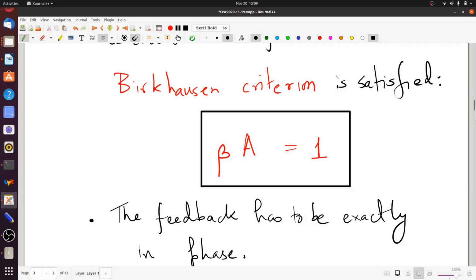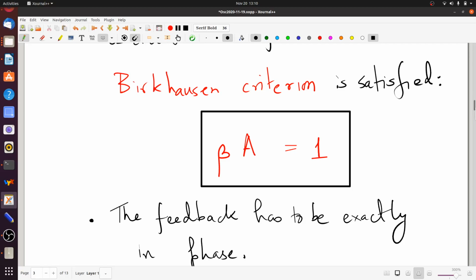So what you really need is this. You need to be able to make the tiny input which is coming in from thermal noise grow. So what you really need is not beta A equal to 1. You need beta A bigger than 1 in magnitude for the oscillations to start growing. So then what will happen is a tiny input which is coming in from thermal noise will come back via the amplifier and the feedback loop as a larger version of itself, then that's going to come back as larger than itself, and so on.